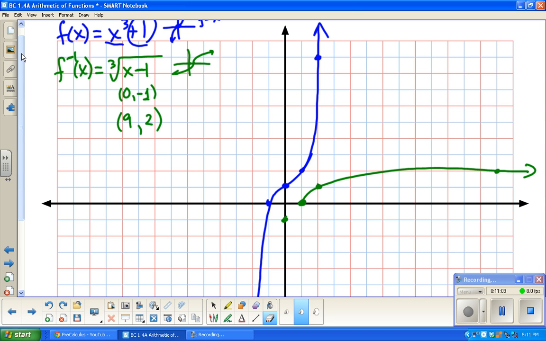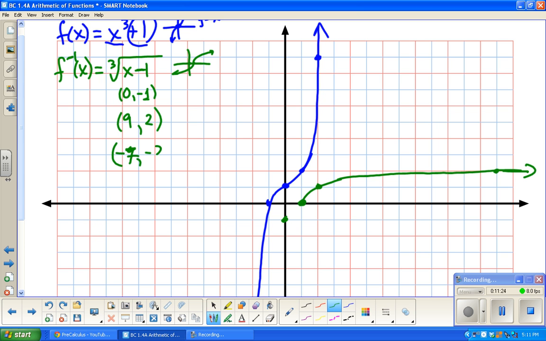A little bit far, it shouldn't cross the 2 until it gets to the 9, and it'll be close enough. And same idea here, if I do negative 7, negative 7 minus 1 is negative 8, and the cube root of that is negative 2. So negative 7, negative 2.